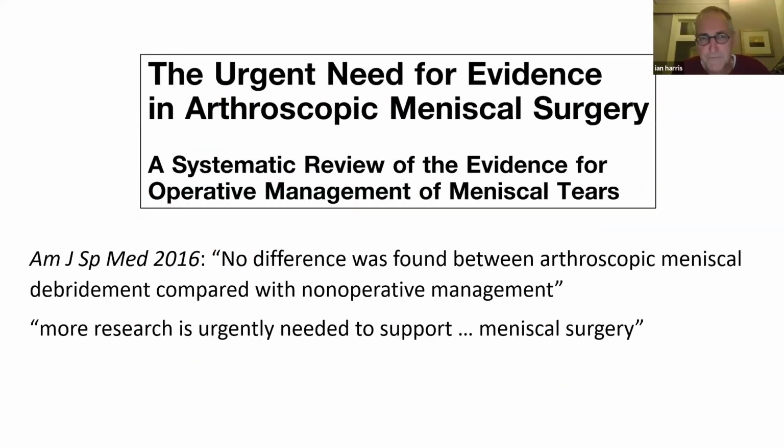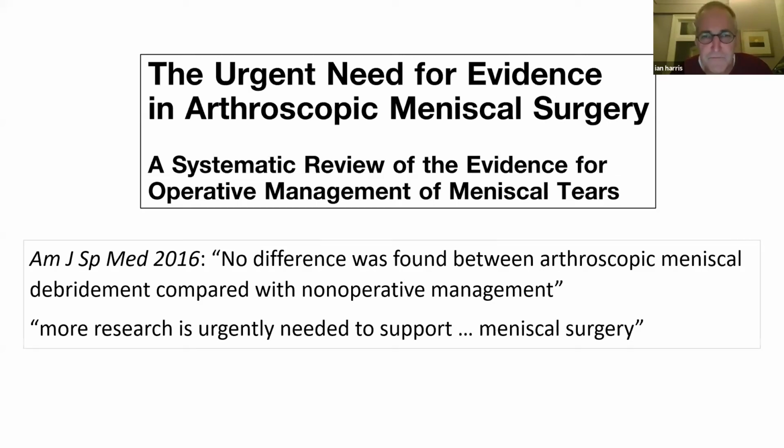I think I've just got two or three examples here. This one I love, many of you may know. This is a systematic review. Now, there's been a lot of systematic reviews looking at meniscus tears. We all know that. They pop up all the time. And this systematic review, surprisingly, found no difference, the same as all the other systematic reviews. So all systematic reviews of meniscus tears have shown no difference was found between arthroscopic meniscal debridement compared with non-operative management. The conclusion was that more research is urgently needed to support meniscal surgery because we know that it works. And so they made the argument that we need to keep doing randomized trials until we find one that shows it beneficial, because the evidence so far has been so negative. Again, a very sort of twisted conclusion.